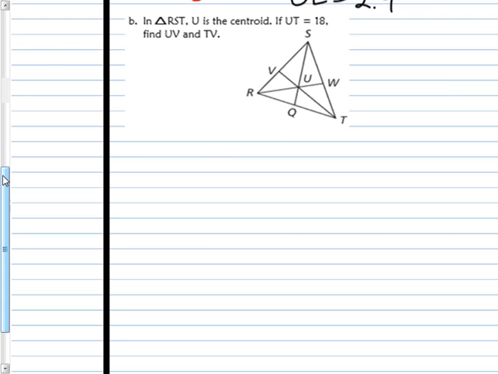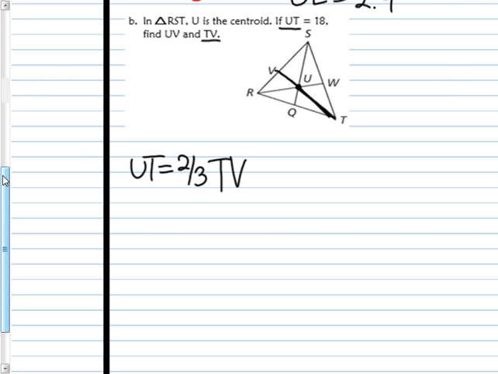So UT is 18, U is the centroid. They want us to find UV and TV. Now, we know that UT, or TU, since starting at the vertex, is 2/3 of the way of the whole thing. So we're going to do that one first. UT is 2/3 of the whole thing, which they're calling TV. So UT and TV is what I'm working with right now.